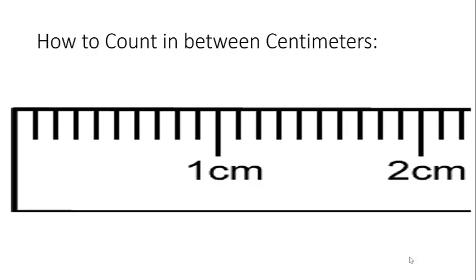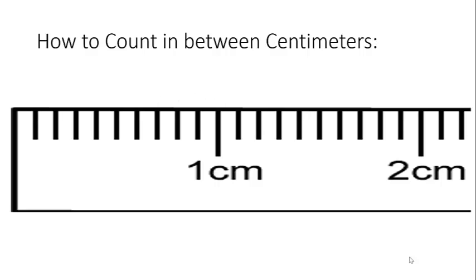We need to learn how we count in between centimeters, because sometimes objects don't always line up. So we know that there are 10 little tiny marks in between the centimeters. Let's go ahead and count them out. 1, 2, 3, 4, 5, 6, 7, 8, 9, and 10. Interesting.